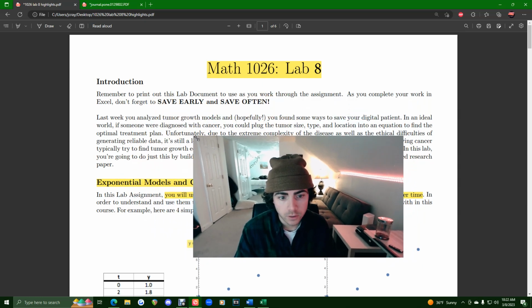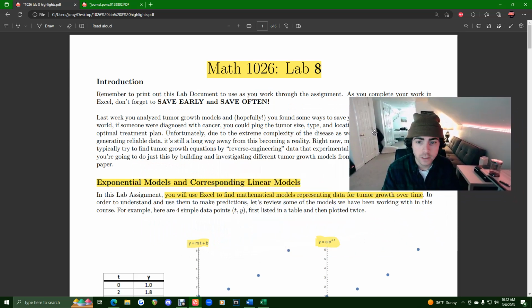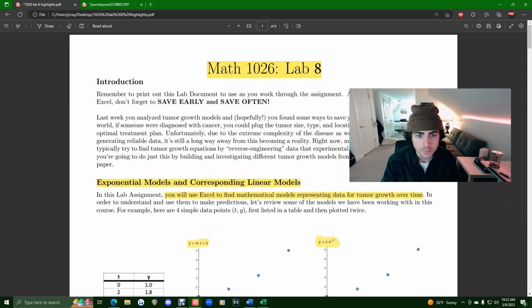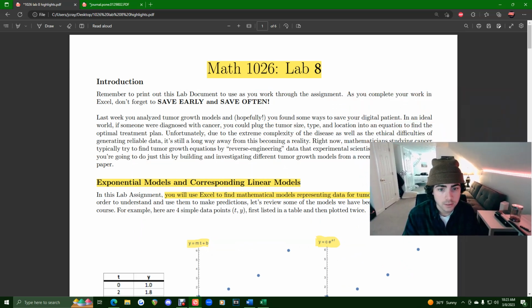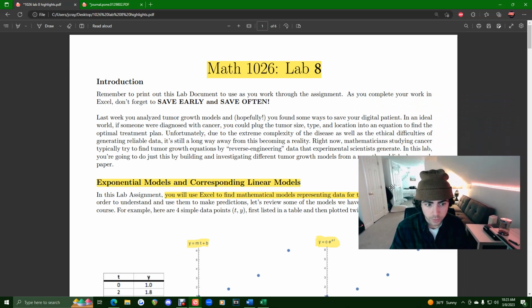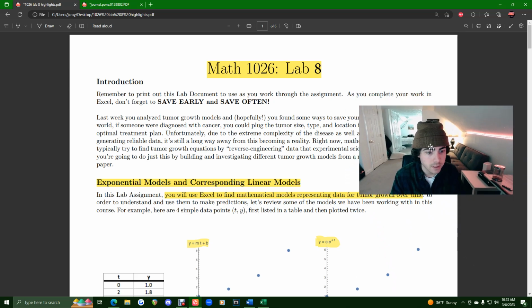Today, we're knocking out the last lab of the semester. It's a good feeling, isn't it? Hope so. This is a long lab, so let's get into it. We're dealing with more super fun stuff, more cancer treatment-ish type stuff.